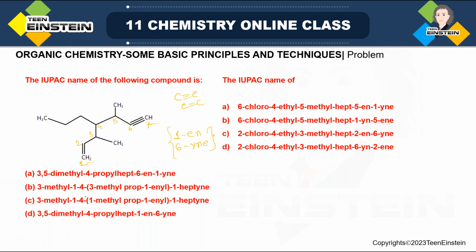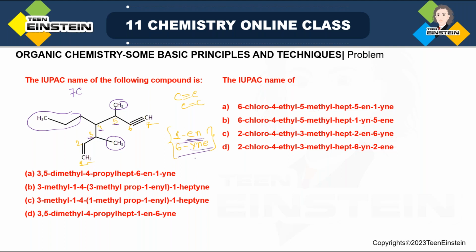Now consider the substituents. We have a methyl substituent at 3 position. We have a propyl substituent at 4 position. We have another methyl substituent at 5 position. Now methyl and propyl, you have to give preference to methyl, and you have 2 methyl substituents at 3 position and 5 position, and the longest chain contains a total of 7 carbons. So it must be hept, ending with 1-ene-6-yne. So after hept, it is 1-ene-6-yne, but don't make the mistake.